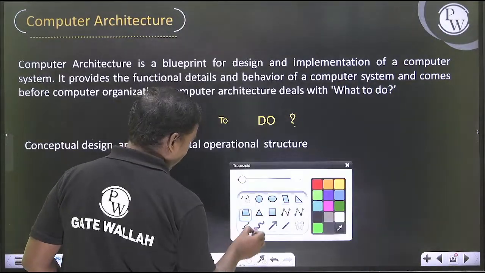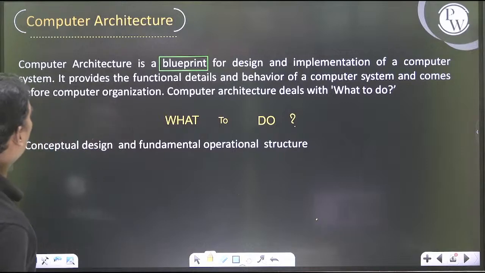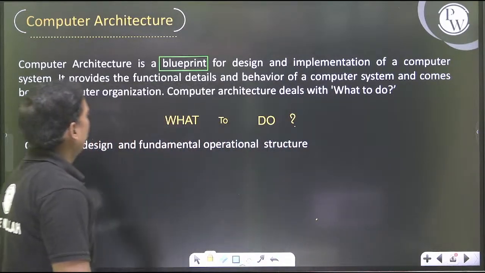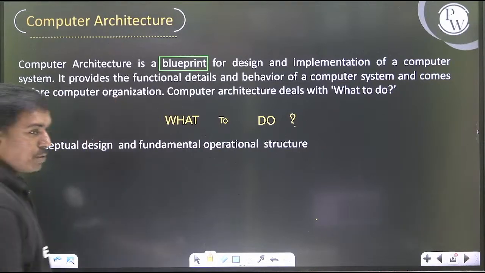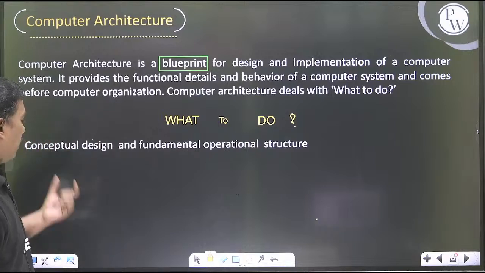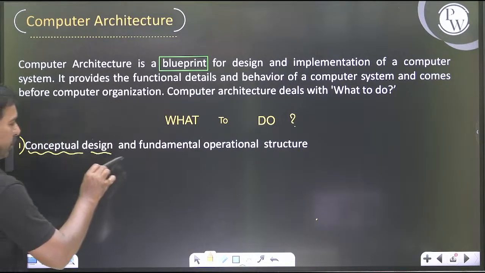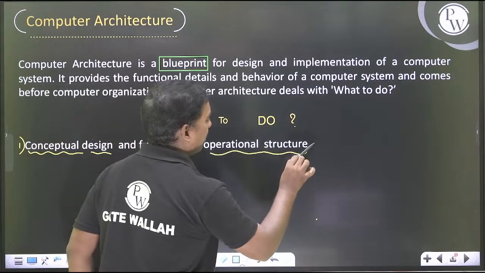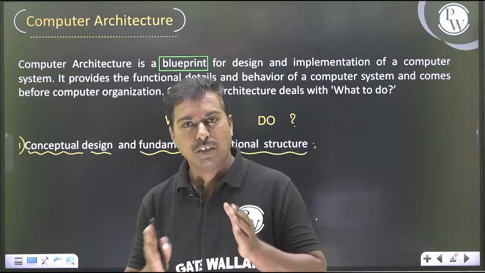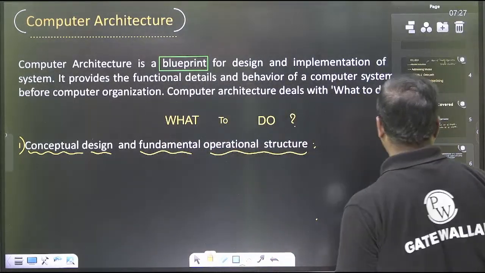Computer architecture is a blueprint for design and implementation of a computer system. It provides the functional details and behavior of a computer system and comes before computer organization. It comes before the organization, and computer architecture deals with what to do. So it basically contains the conceptual design and the fundamental operational structure. It does not involve any connectivity, but conceptual design and fundamental structure. So this is all about the computer architecture.